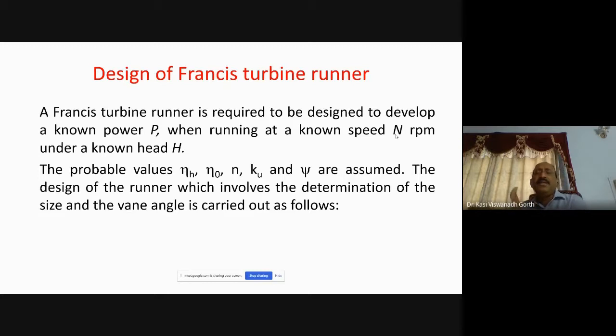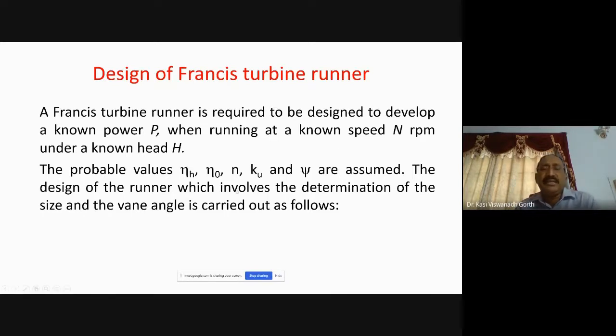Head is once again based on the water level available in the reservoir, the height of the dam, and the level of the tail race. All these are the parameters based on which the head would be decided. So we know the values like the power required to be developed P, the speed at which the turbine runner is to be operated N, and the net head available at the turbine runner. So P, N, H are the known values. We may have to assume the probable values like the hydraulic efficiency, overall efficiency, and then the breadth ratio, speed ratio, and flow ratio are required to be assumed.